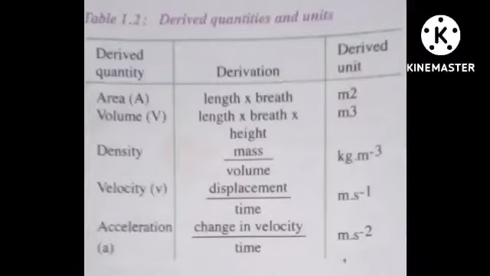Next, we have the derived quantities, their derivations, and their derived units. So you can see that area is gotten as length times breadth. Since the unit of both length and breadth is meters, when you multiply meters, the derived unit is meter squared. Volume is in meter cubed. Density is kilogram per meter cubed. Then velocity is displacement over time, and acceleration is change in velocity over time. So each of these has its corresponding derivation, and those derivations match their fundamental quantities combined.